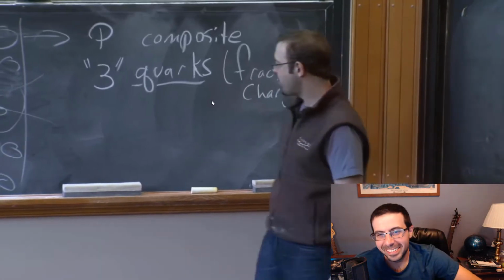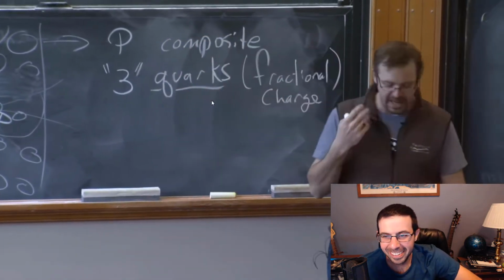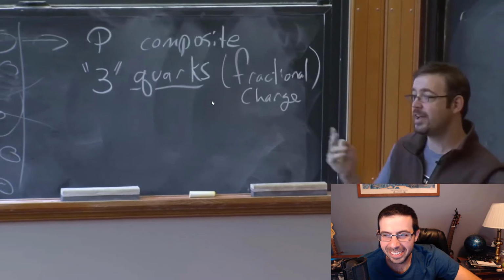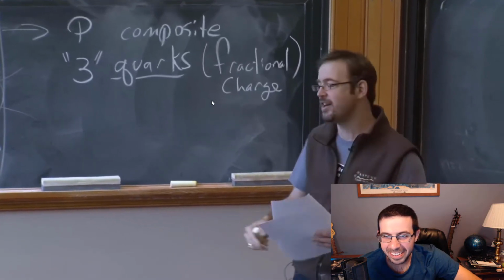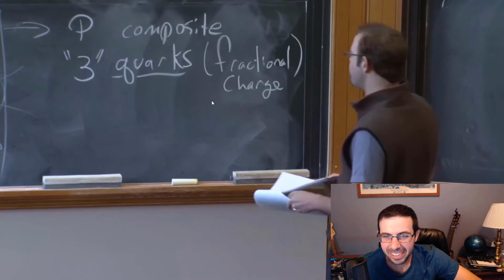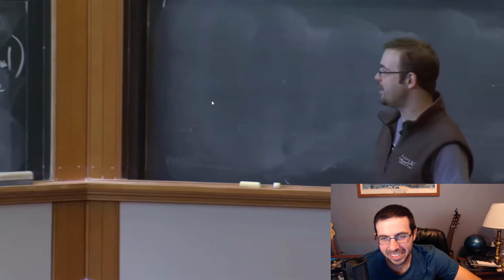And this was discovered by a large group of people, in particular led by Kendall and Friedman and also Richard Taylor. Kendall and Friedman were at MIT. Richard Taylor was at Stanford. And in 1990, they shared the Nobel Prize for the discovery of the partonic structure of the nucleons.